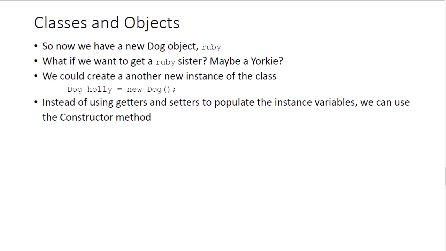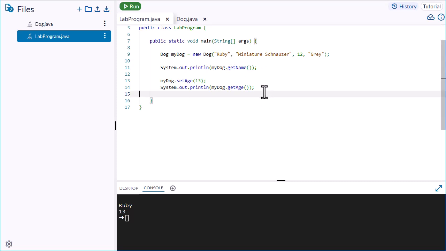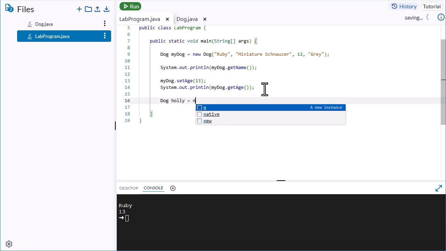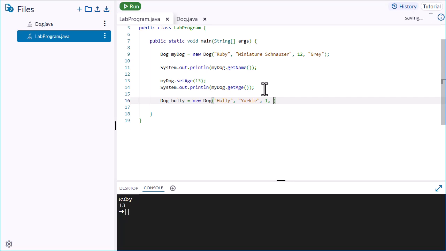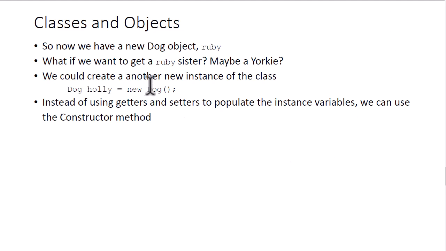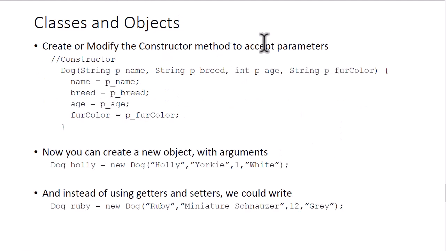So if we wanted to create a second dog, we can do that too. And it's very simple. If we come in here and we do, again, dog, I think I called it Holly in the other book, new dog, and we'll give it a name of Holly, and I think I said it was a Yorkie, and it's a puppy, so it's only 1 year old, and it's white. I think I called that the same variables here we used. So here's our constructor, here's our code. Oh, I did pick white, so that was good.